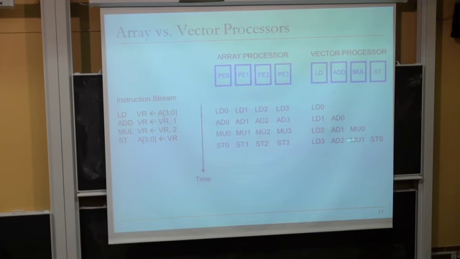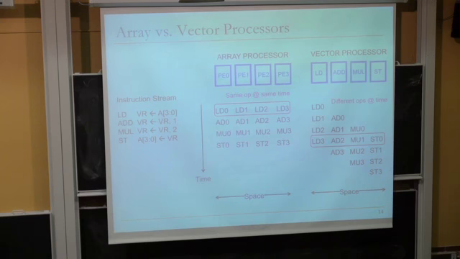At the steady state, you'll have all of the units filled, and then you finish the loop. So if you look at an array processor, you do the same operation at the same time. This is time going down. If you look at a vector processor, you do different operations at the same time.